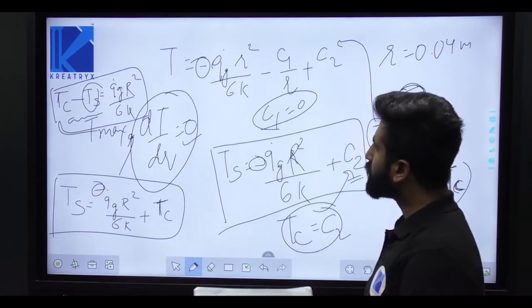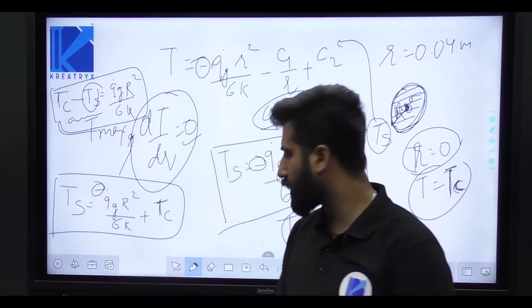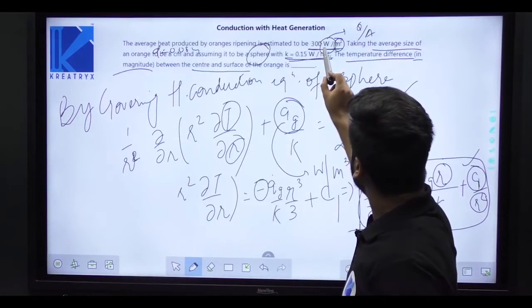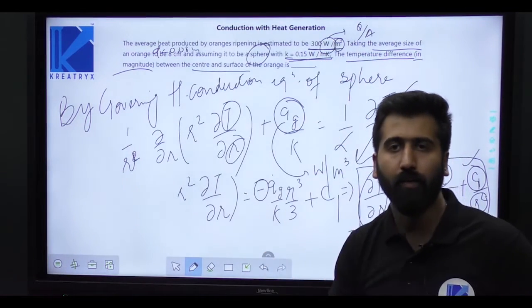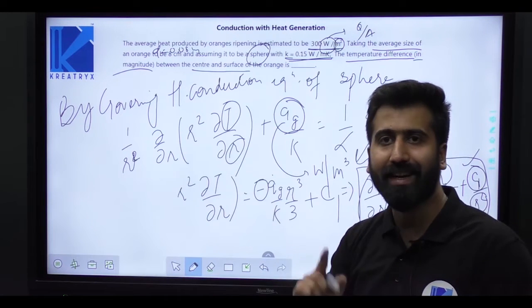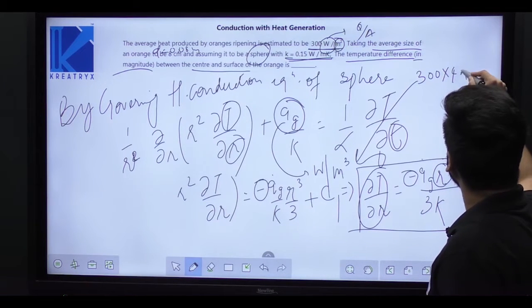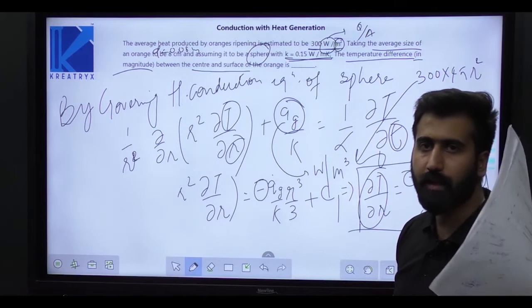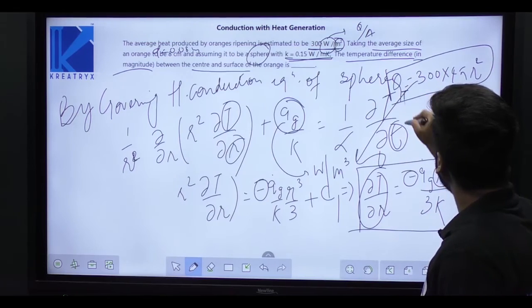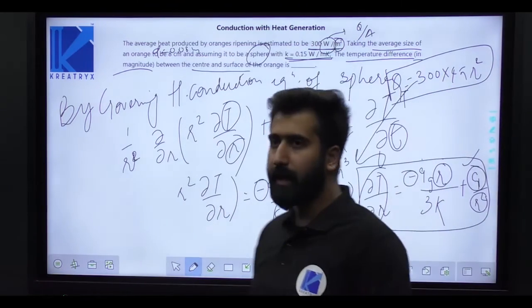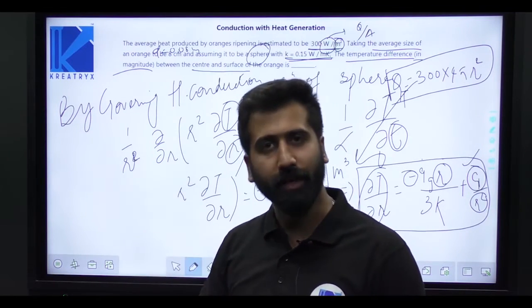Now let's put the values. Do we know Q dot G? Yes, indirectly we do know Q dot G, because here Q by A is 300 watt per meter square. So if I multiply this with the area, I will get total Q, that is the total heat generated. So this is 300 into the area of the sphere, which is 4 pi r square. I know the value of the radius, so I will get Q total. Now if I divide it by the volume of the sphere, I will get Q dot G, that is in watt per meter cube.